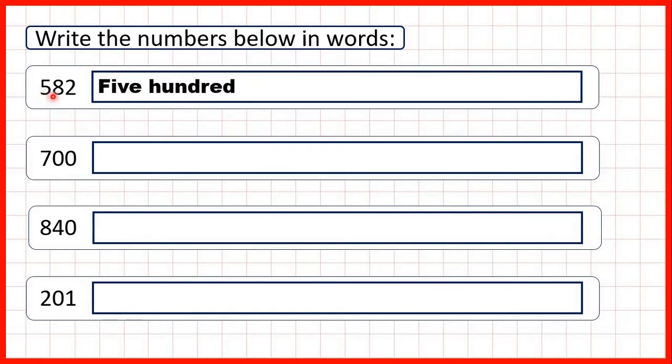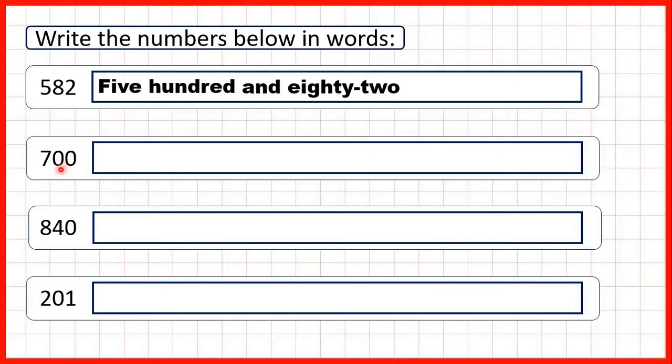Then we know that after our hundreds digit, we have our tens and ones digits. So if we take these together, we have an 8 and a 2, so that's 82. That means our number is 582, with the word "and" after the word hundred and a hyphen between the 80 and the 2.